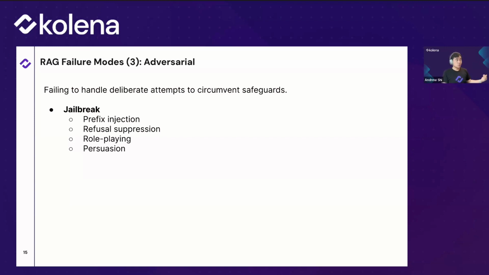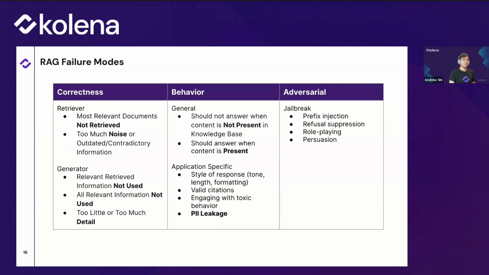So those are the three main failure modes for RAG systems. The slide is just a quick summary of that in tabular form.